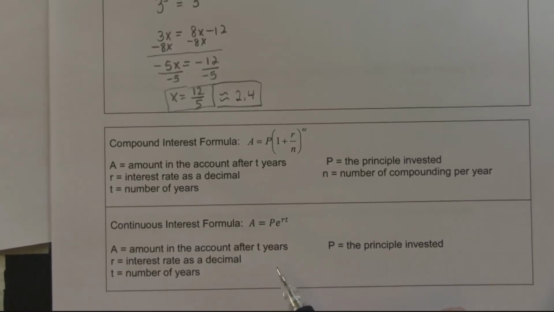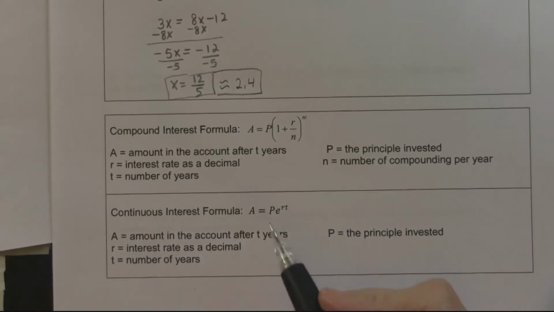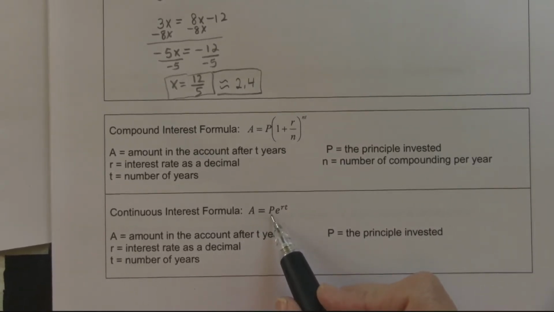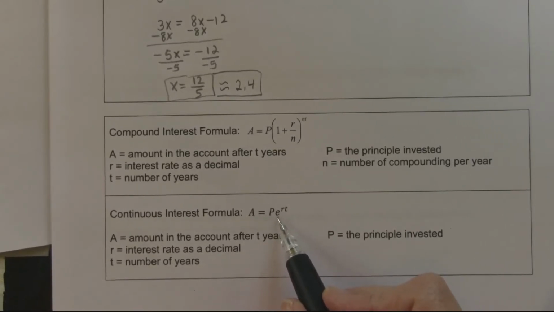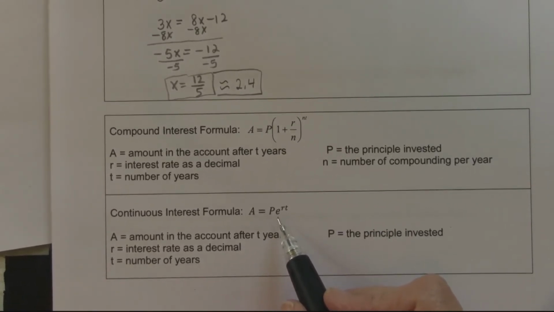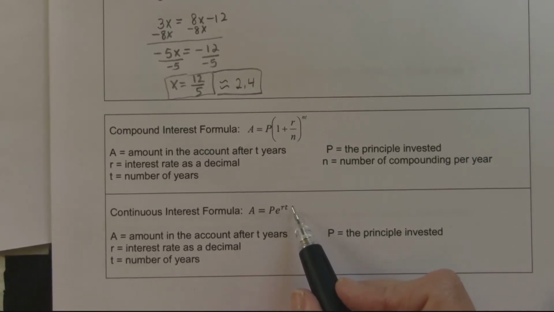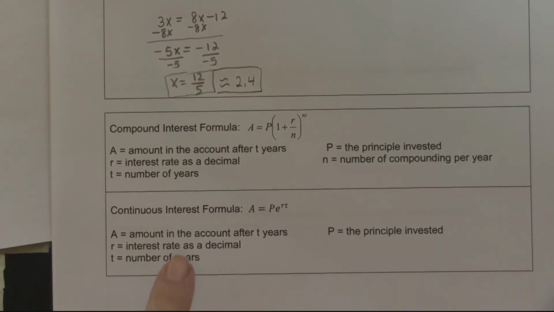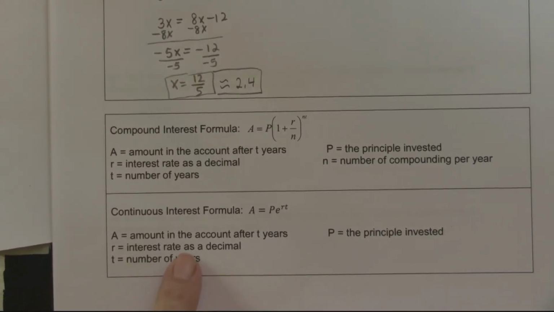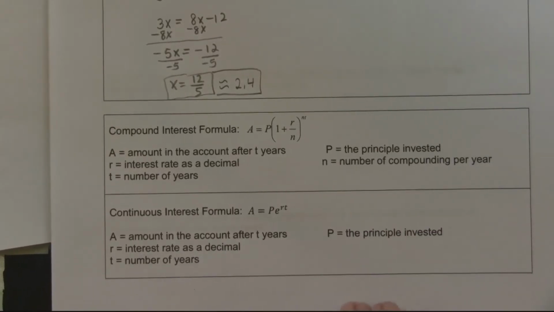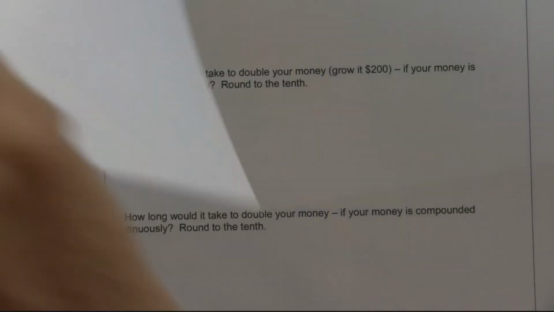If you compound continuously, then the formula is: A stands for the amount in the account, P stands for the principal invested, E is Euler's number, 2.71828, however it goes. R is the interest rate written as a decimal, and T is the number of years. So this is compounding more than 365 times a year. This is compounding more than every minute, more than every second in a year. So we're going to give a try to some problems here using our formula.